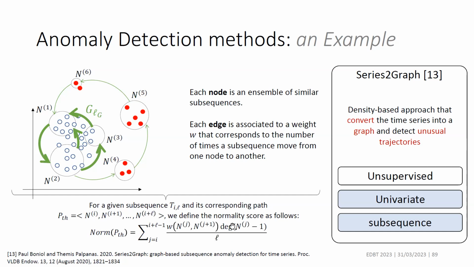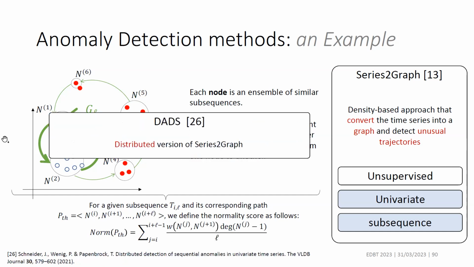So by using the tool, we can actually compute an anomaly score. A distributed version of this algorithm has also been proposed and published in the EDBT, which is called DATS. They do this computation of the graph in a distributed way, so it's very scalable for very large time series. This is very nice. Series to graph has been my work, but this is not my work. But this is very good work.